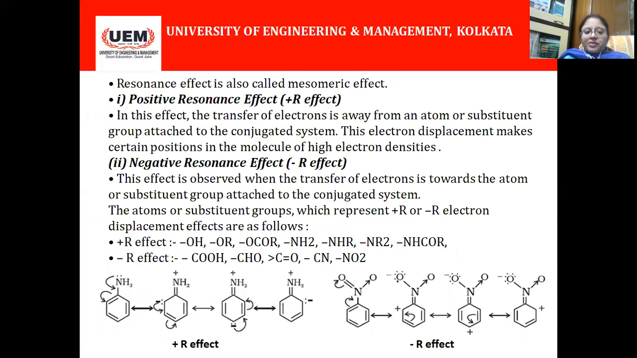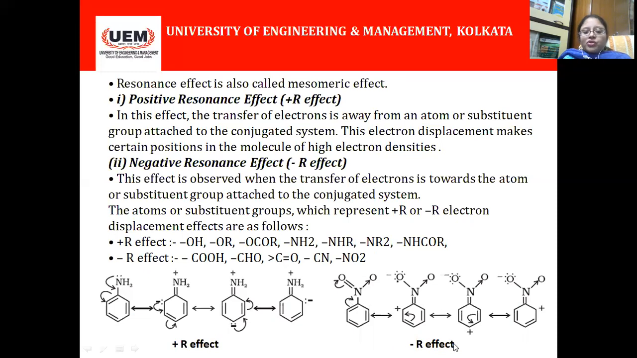What is positive resonance effect? In this effect, the transfer of electron is always away from the atom or substituent group attached to the conjugated system. Here is an example of plus R effect. If we take aniline, nitrogen containing lone pair of electrons will donate this lone pair to the benzene ring and you will get 3 canonical structures. So in this example, nitrogen is donating the lone pair of electrons and it is itself becoming positively charged. So it is called positive resonance effect or plus R effect.